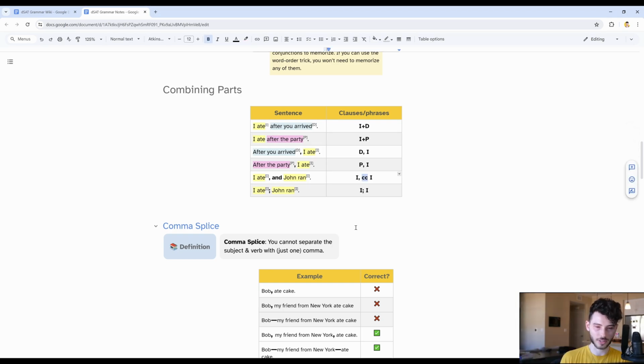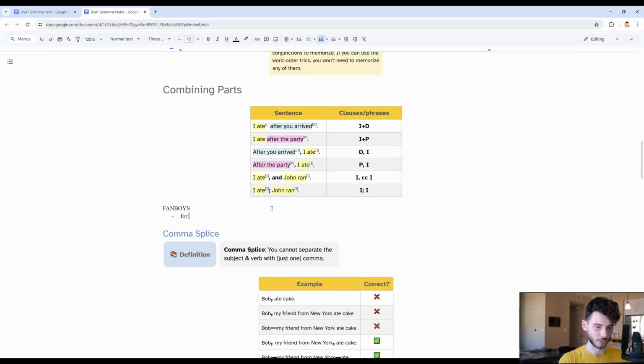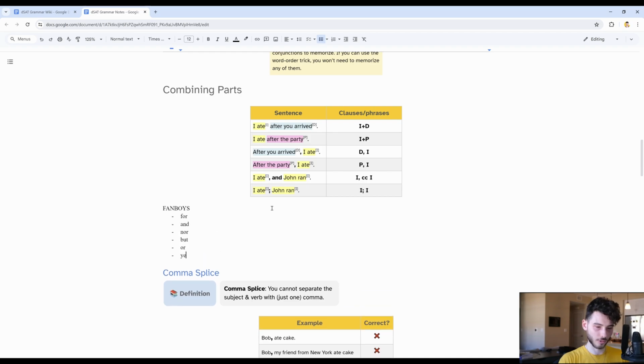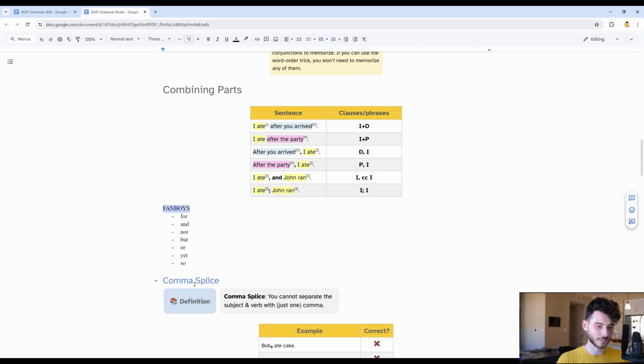CC stands for coordinating conjunction. You probably learned about these already in school at some point. These are the fanboys: for, and, nor, but, or, yet. So this is kind of misleading because this isn't even all of them, and the SAT isn't going to use all of these anyway. You pretty much just need and, or, but. Maybe so. I think if you just remember the fanboys, you'll be fine.